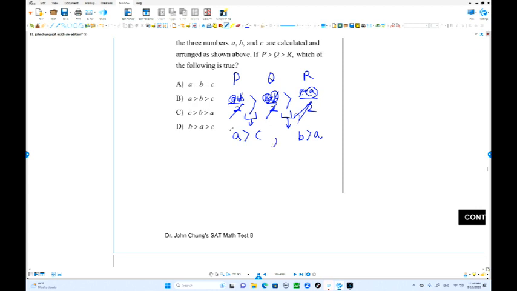So B is greater than A. A is greater than C. Yeah, this is the order, right? So B is greater than A is greater than C. Choice D is the answer, okay?